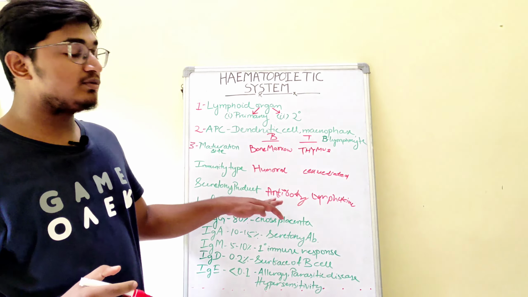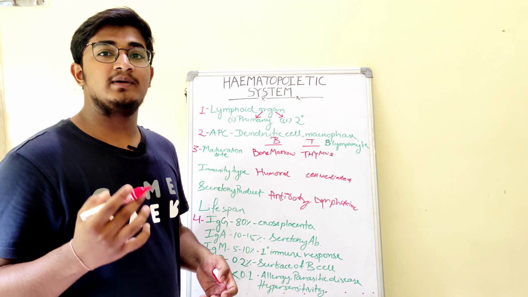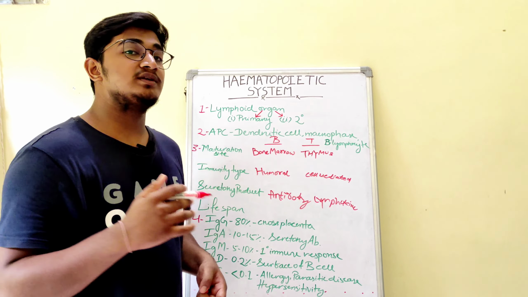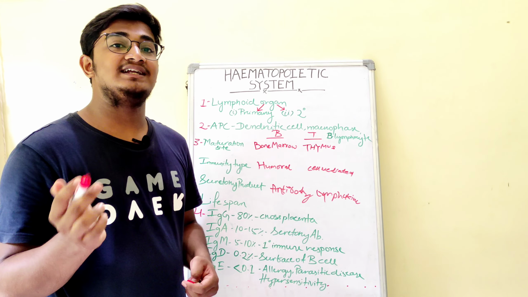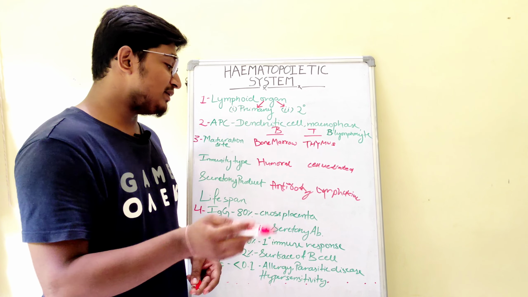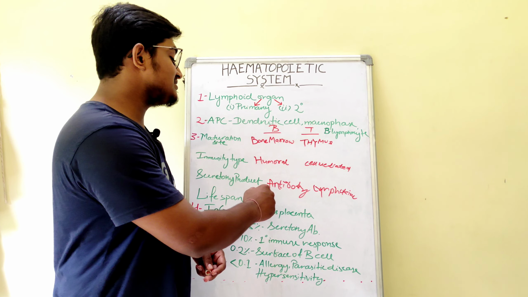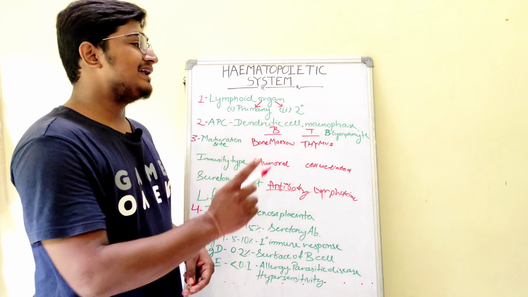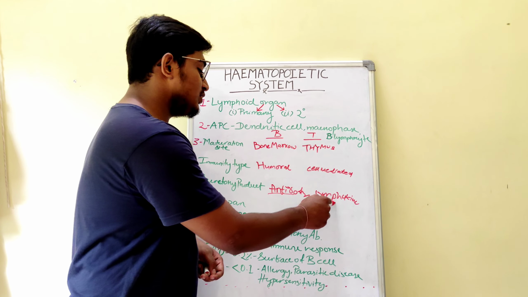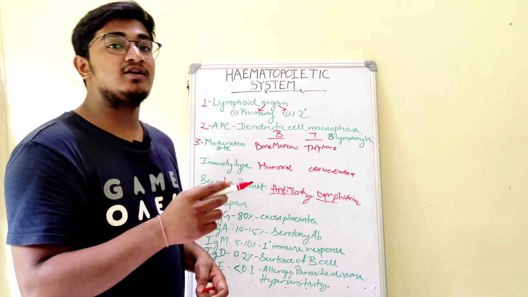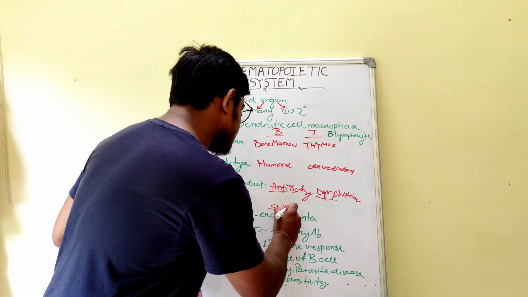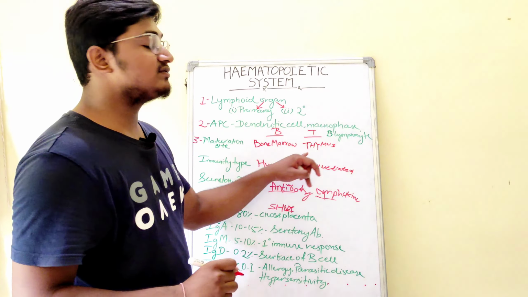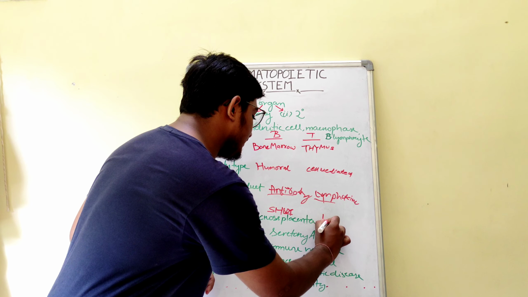The secretory antibody. What do you mean by antibody? The B lymphocyte, upon exposure to the antigen, gets activated and divides into plasma cells. The activated plasma cells secrete the antibody, like the T lymphocyte secretes lymphokine. The lifespan of B lymphocyte is short, whereas the lifespan of T lymphocyte is quite long.